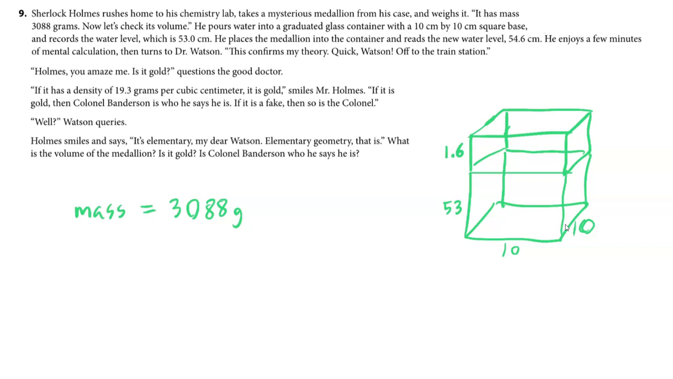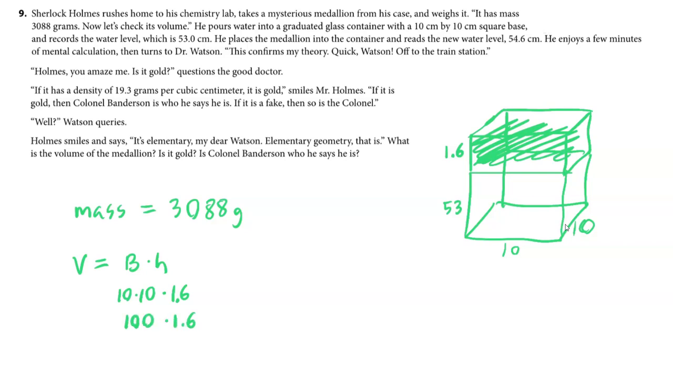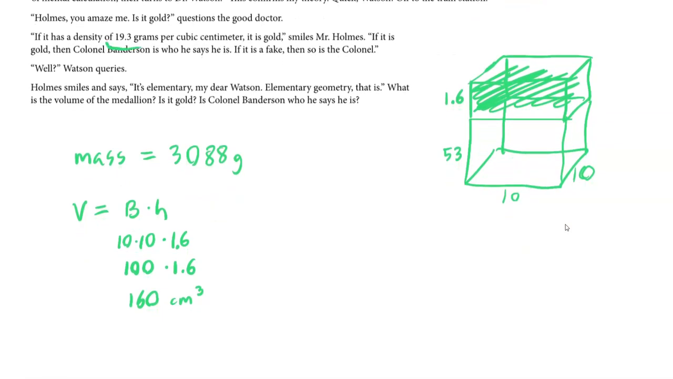So let's get the volume. The volume equals base times height. So that's 10 times 10 times the height of 1.6, because again, all we're looking for is the displaced water height. We're not looking for that original 53. So this is 100 times 1.6. Move the decimal twice, and we get 160. Just check the units. The case was 10 centimeters by 10 centimeters, so yep, it's cubic centimeters. And then it's saying the density of gold is this, which we had in our chart up above.